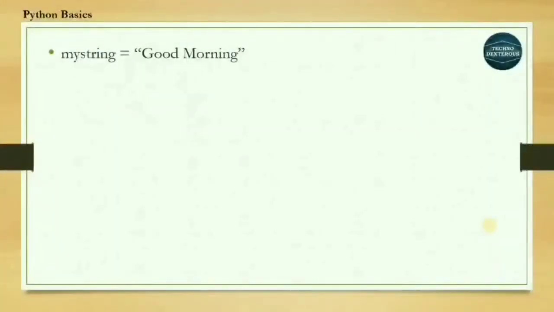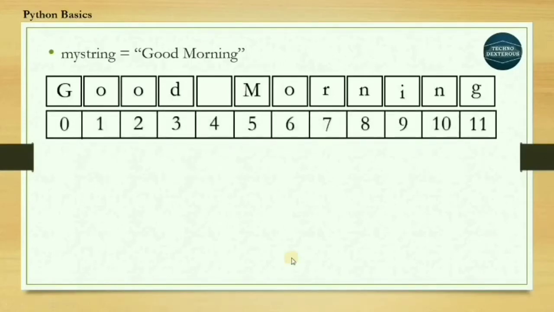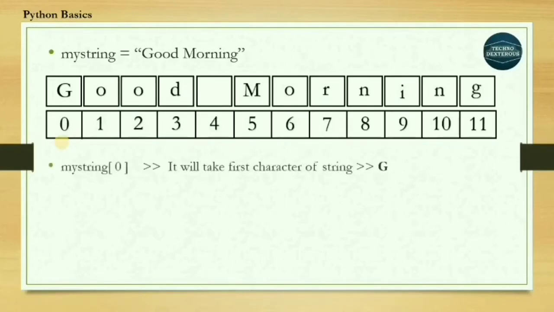Let's define one string. Good morning. String is nothing but array. So each and every character is stored in a array like this. Below is the indices of each and every character of a string. The string indices will always start from the 0. So let's start slicing. My string 0. So it will take the first character of string, that is capital G.